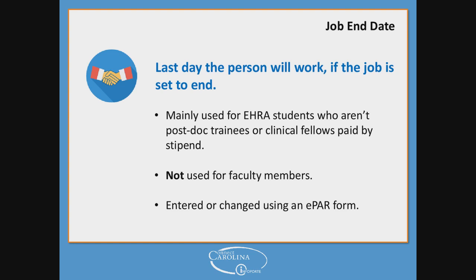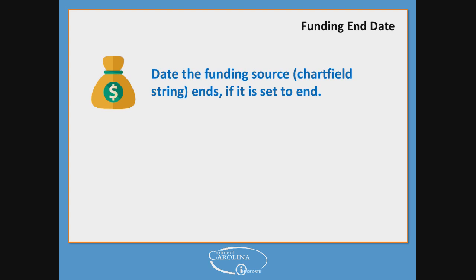So job end dates are set using an EPAR form. And if they need to be changed, it's another EPAR form. I know most of you are probably familiar, but EPAR forms, as Jackie mentioned, are basically an HR action that is done in Connect Carolina. All right, so that's job end date, the date that the job is set to end if it is.